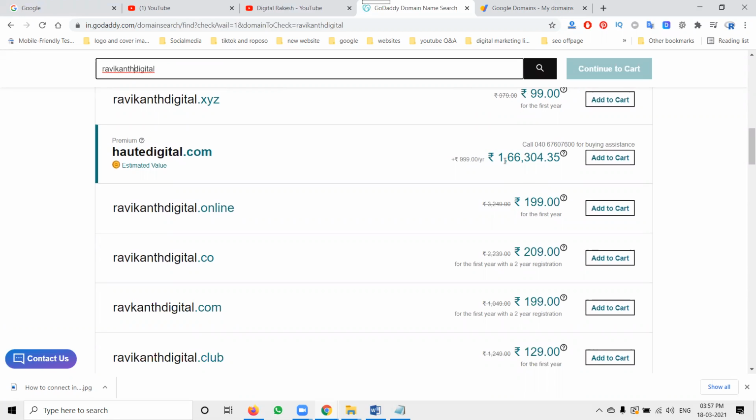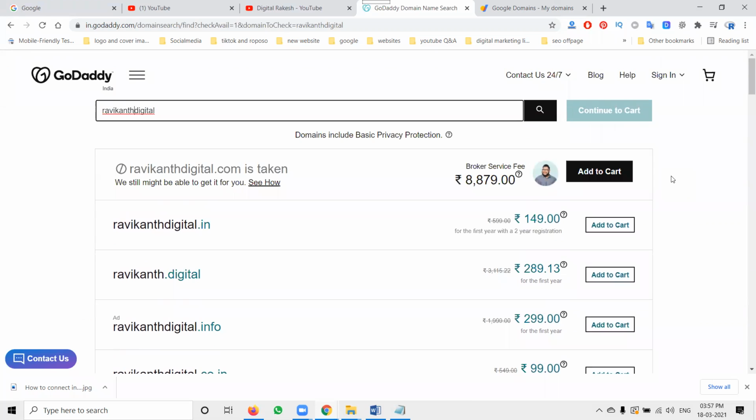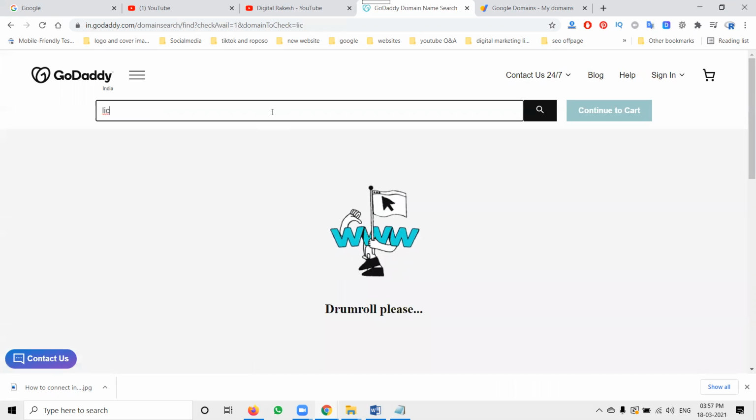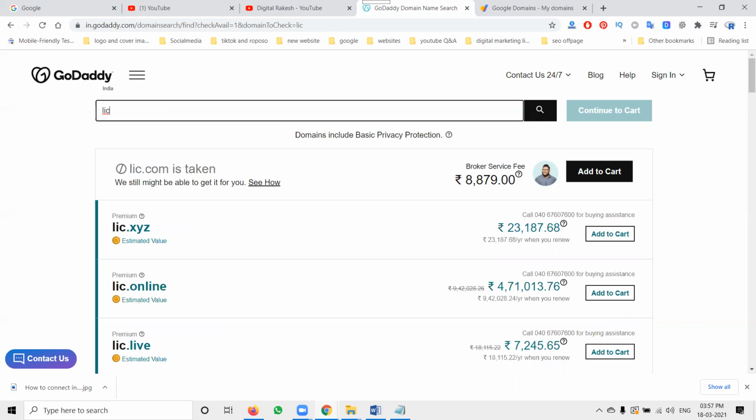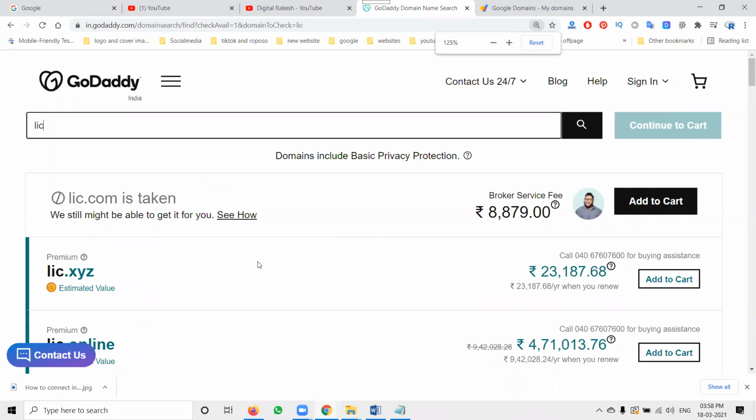Here they give 1,66,304. But for a premium domain there are three conditions. What are the three conditions? When you purchase any high search value domain name, they will give options. So there are three conditions. LIC is my name. If anyone searches this domain, they have the three conditions.